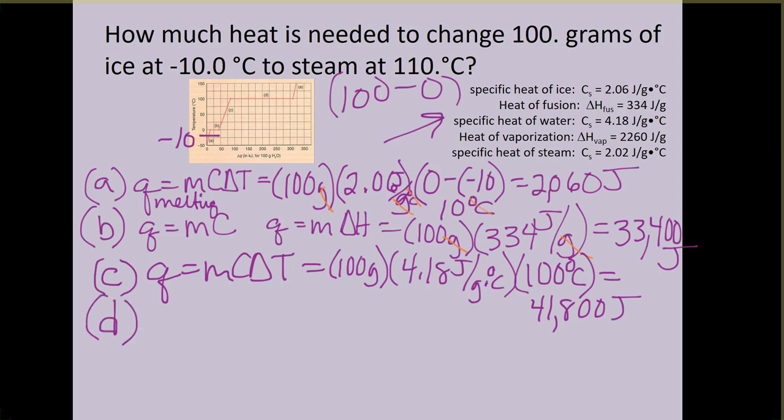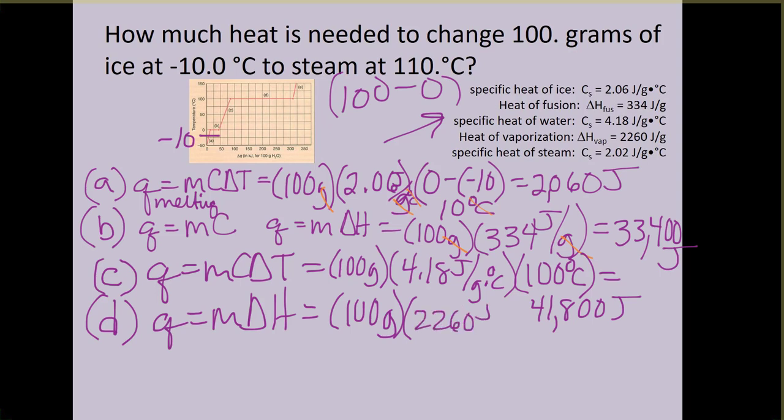Okay. Next we have area D, and this is another phase change area. So remember, temperature doesn't change. So I just changed my formula by dropping the T. And I have 100 grams times the specific, or excuse me, the heat of vaporization. And so that would be 2260. And multiplying this out, I get 226,000. So really a lot of energy is needed to boil that quantity of water.